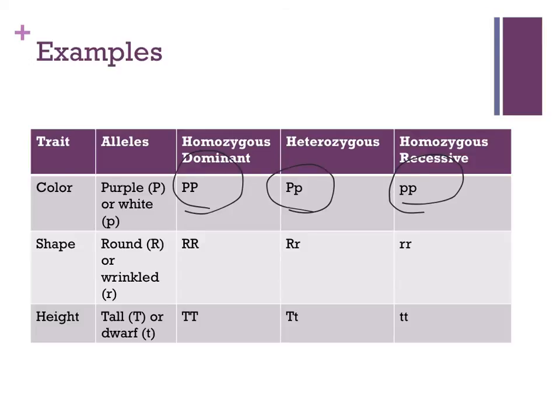Now notice we use different letters for different traits. So for shape of the seed, in that case, round happens to be dominant. So we're going to use big R to represent the round allele and little r's to represent the wrinkled allele. And then down here with tall and dwarf in plant height, tall happens to be dominant, so we're going to use big T. The convention is that we use the first letter of the dominant allele.